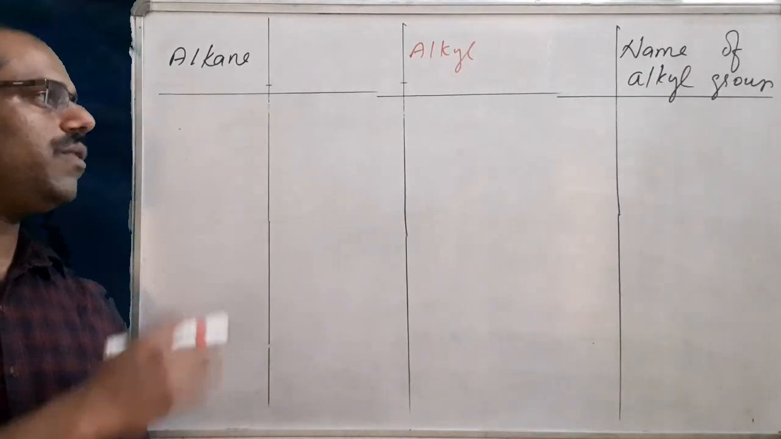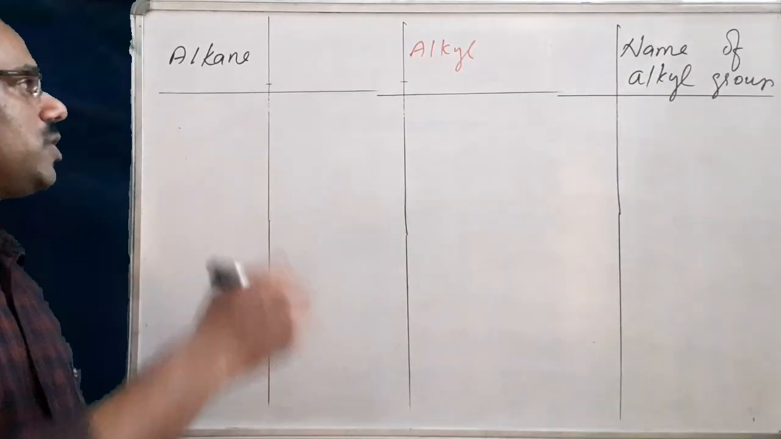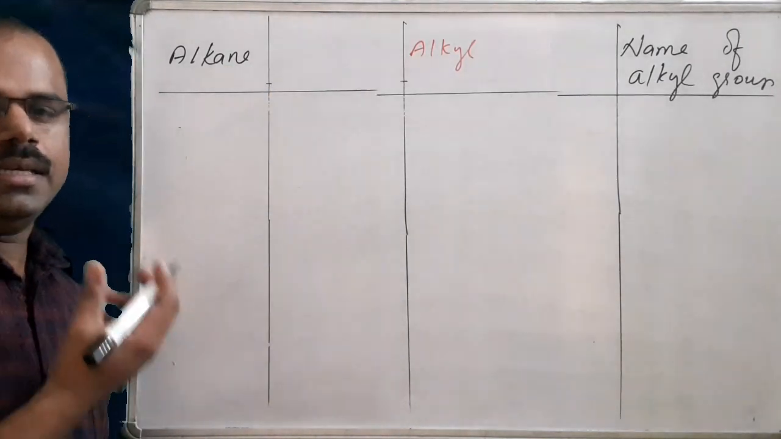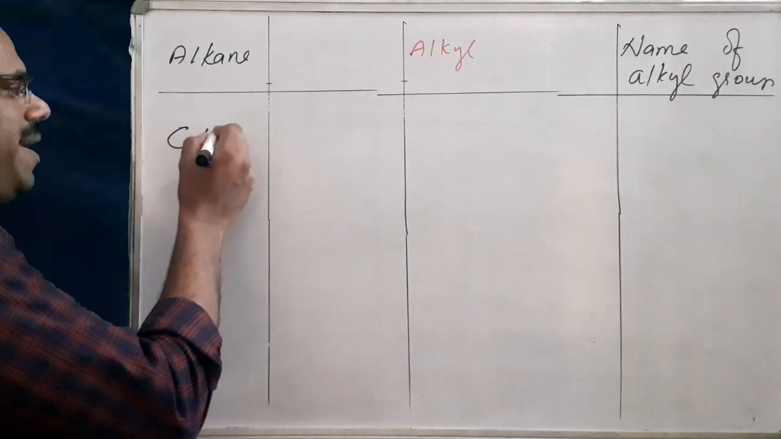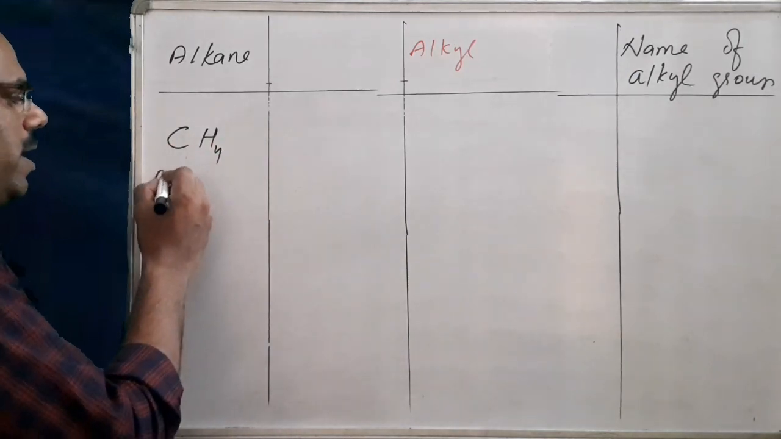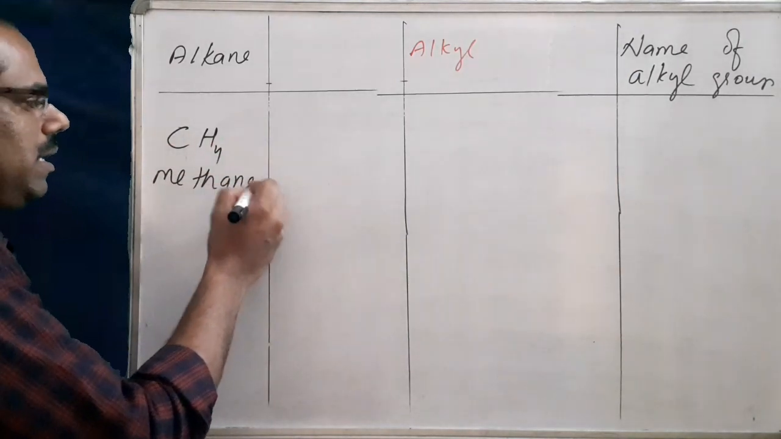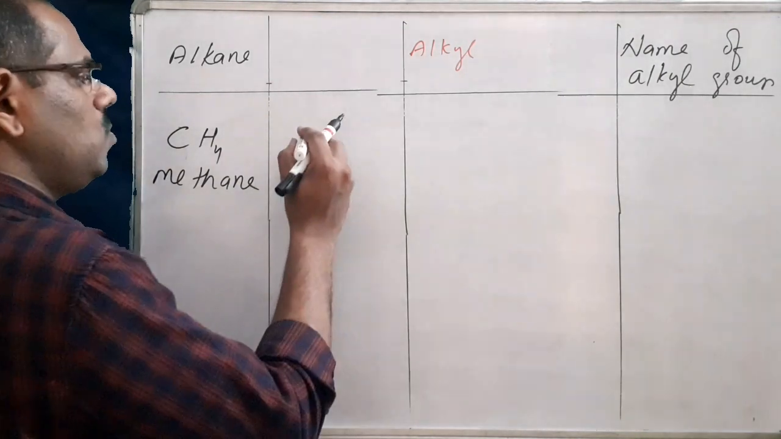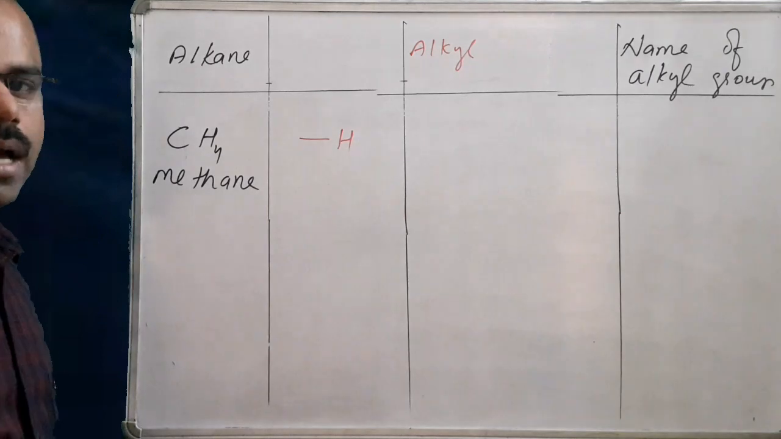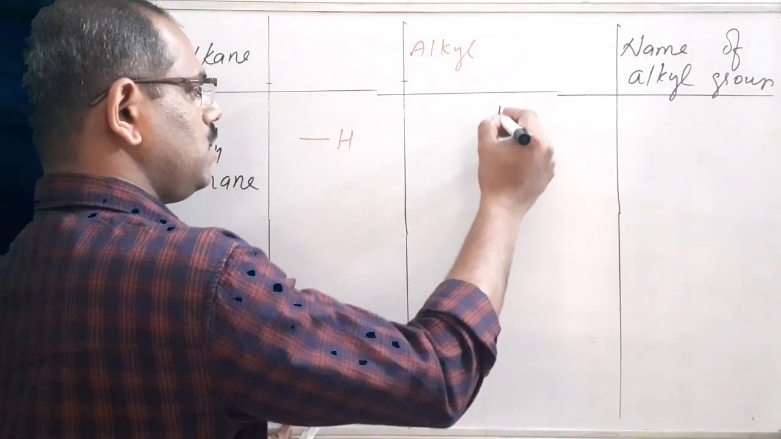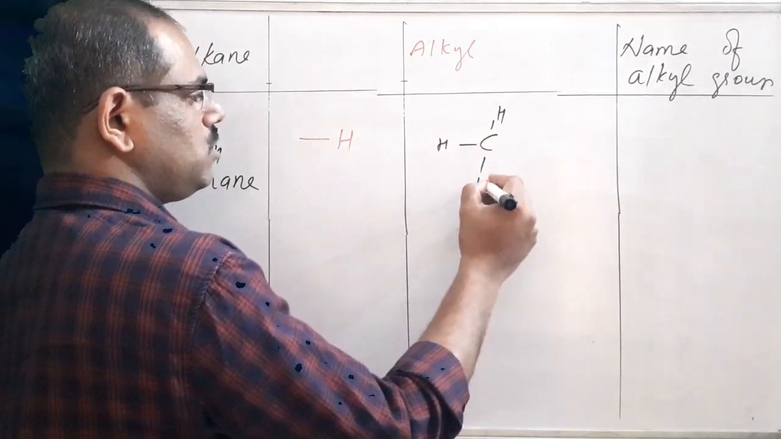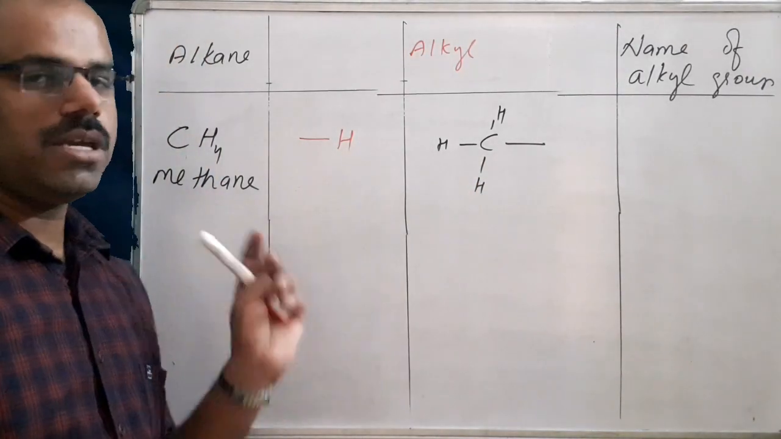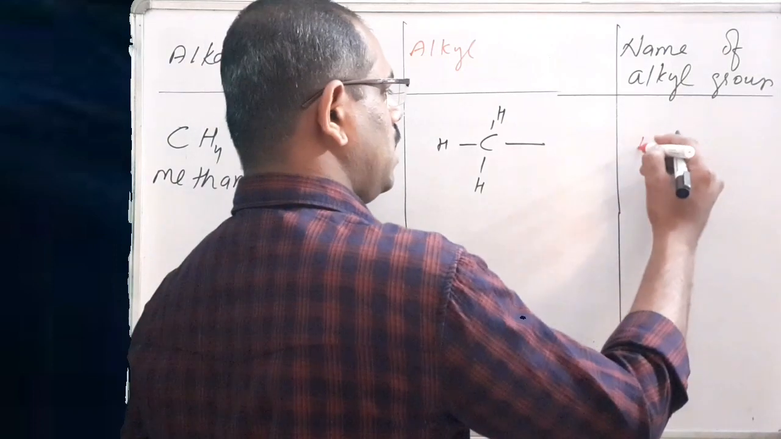See the table. Here we have 4 columns. The first column I write the alkane, the simplest alkane. What is the simplest alkane? Methane. So CH4. Okay, so I write methane. The name of the alkane is methane. So what we do? We remove one H here. We remove one H. So we get an alkyl, CH3. What is the name of this CH3? It is called a methyl.